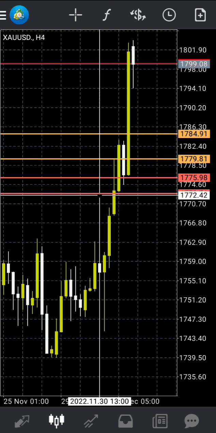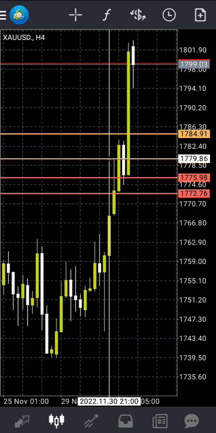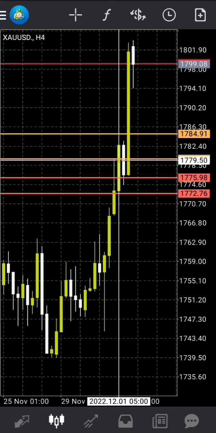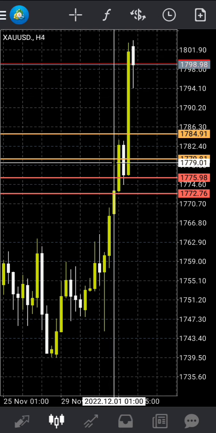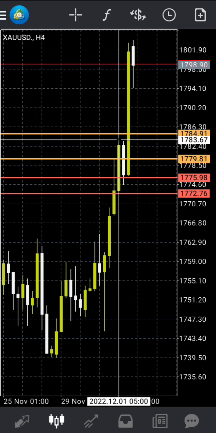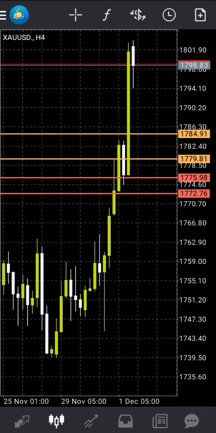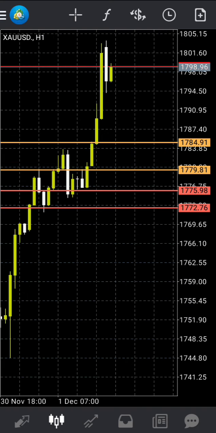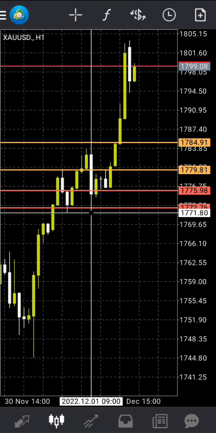So we can use this shadow to entry. That's why I gave the signal at 1779 when the price came to the shadow here, and then I gave the entry, so we take the profit when the price drops. This is the first signal. Simple.